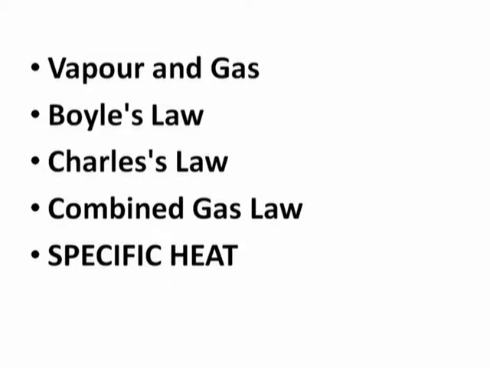Friends, we have already started to learn properties of gas. In the properties of gas, we have seen last time what is vapor and gas. Vapor is the intermediate state between liquid and gas. Gas is the matter which follows the gas laws, whereas vapor does not follow the gas law. Then we studied Boyle's law, Charles' law, and combined gas law. Then we also saw the specific heat.